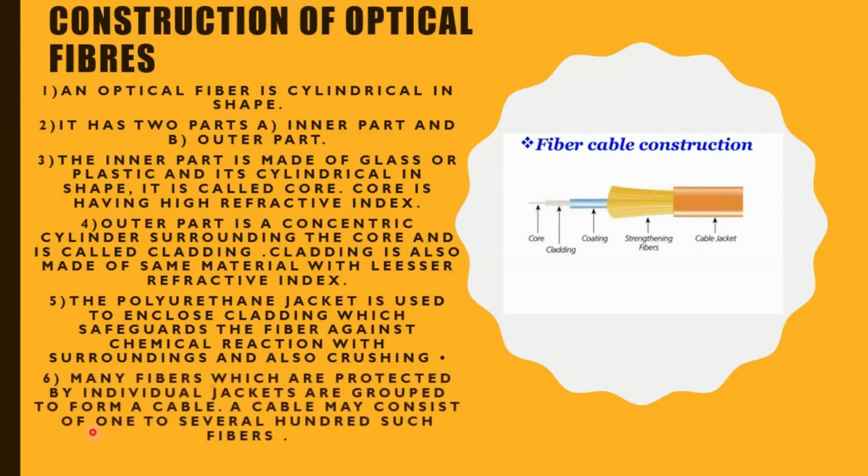Sixth, many fibers which are protected by individual jackets are grouped to form a cable. That means the fibers are protected by individual jackets and then they are grouped. A cable may consist of 1 to several hundred such fibers. That means small fibers make a large cable.